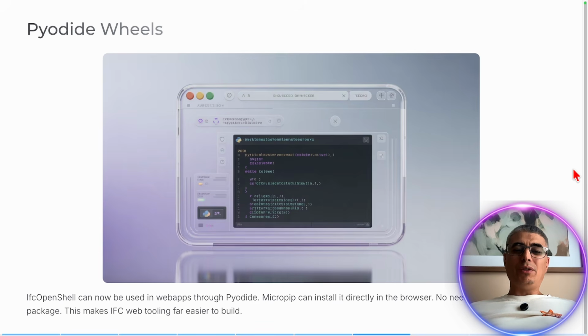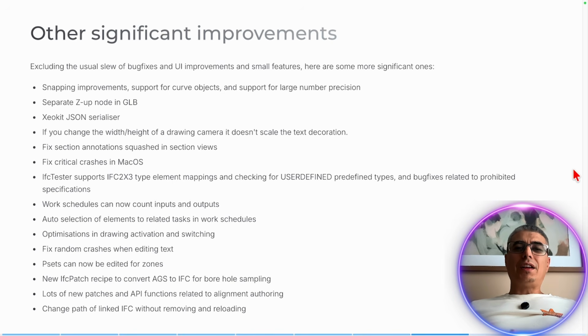IfcOpenShell can now be used in web apps through Pyodide. MicroPip can install it directly in the browser. No need to self-host the package. This makes IFC web tooling far easier to build. And here are other significant improvements. Excluding the usual slew of bug fixes and UI improvements and small features, here are some more significant ones.